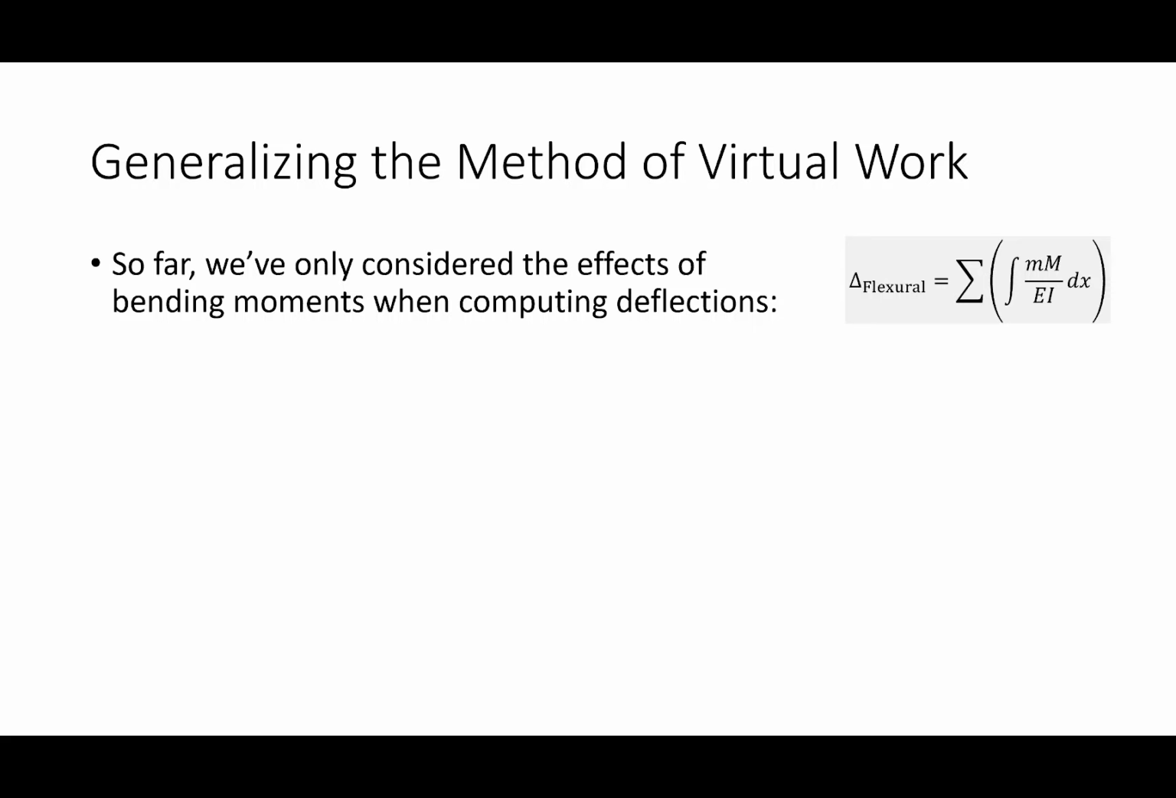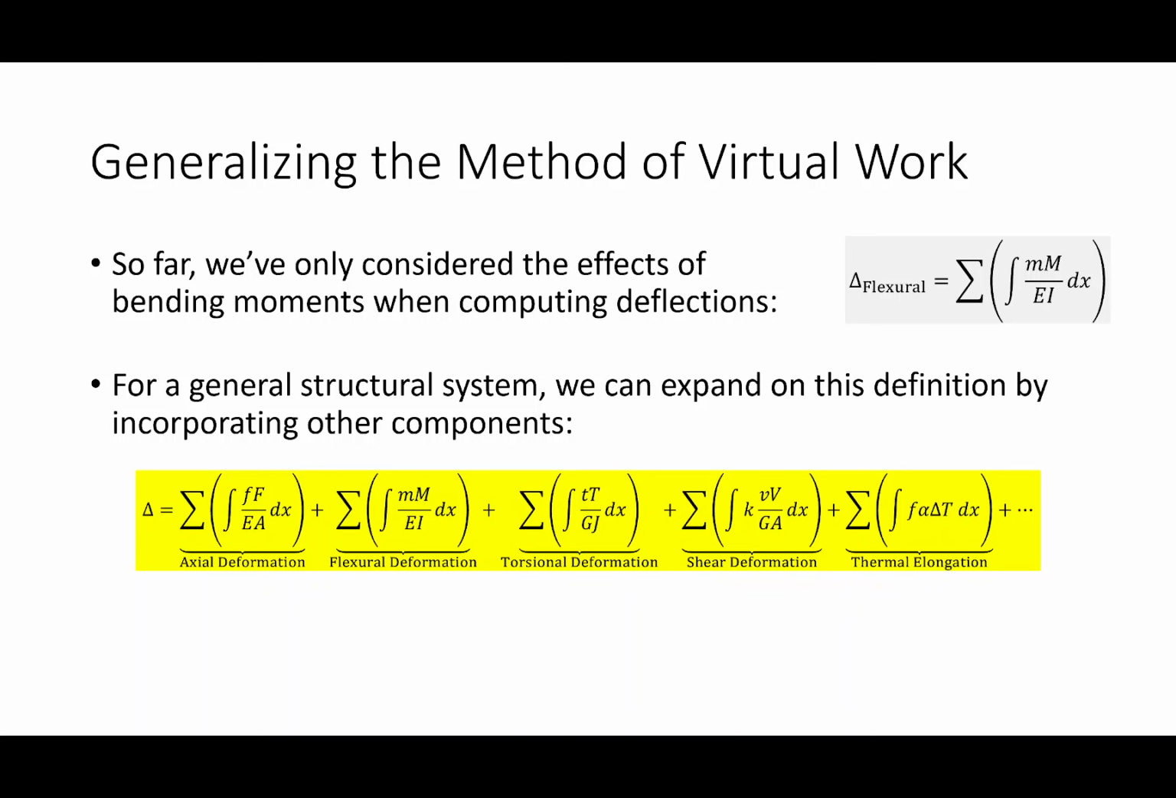So if we wanted to generalize the principle of virtual work, so far all we've considered is flexural deformations, but if we really wanted to get kind of nuts with it, we could do this, right? We could say, all right, what about axial deformations? What about shear deformations? What about torsional deformations? What about thermal elongation? What would happen if we took a structure and heated it up? How would the deformations respond there?